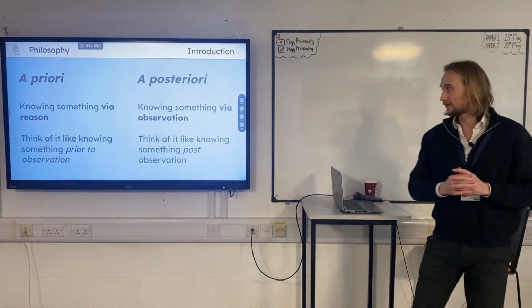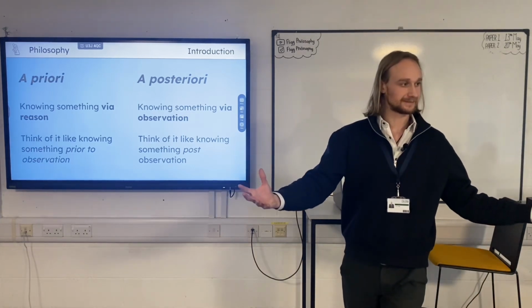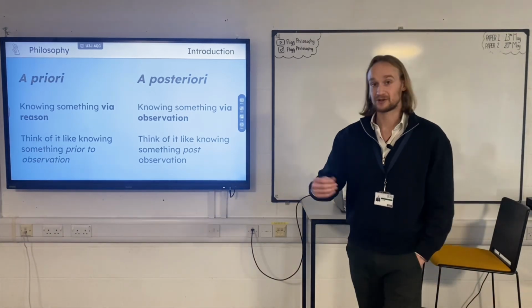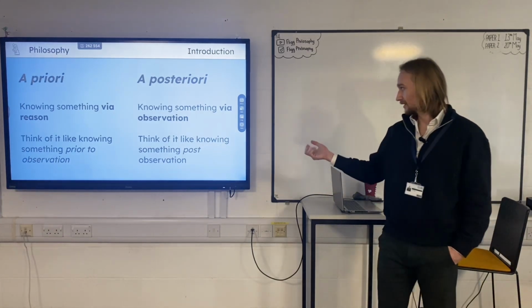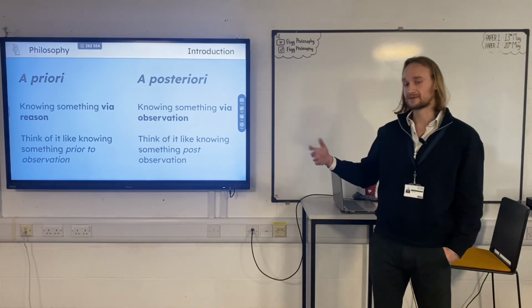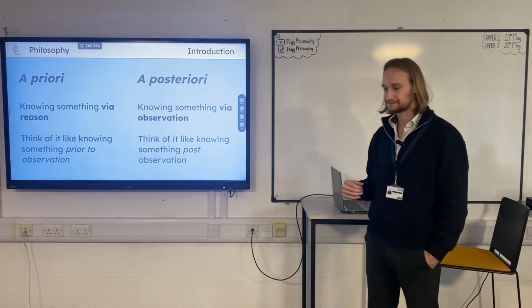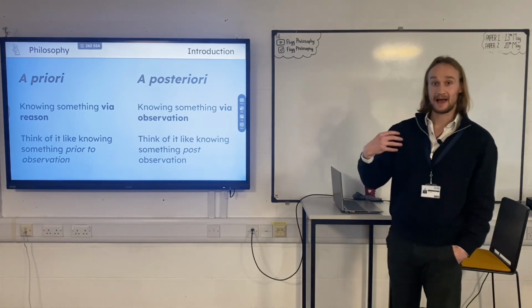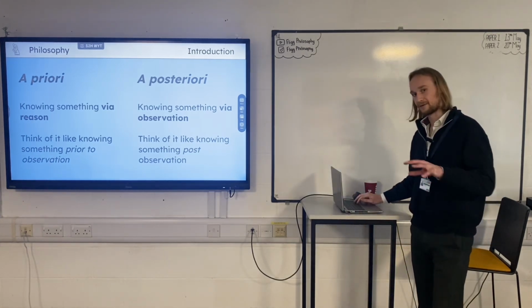A posteriori truths are knowing things via observation. So it's knowing that something's true because you've actually observed it as a matter of fact. So you can think of this like knowing something post-observation. That's how you might be able to remember this term. It's what we call empirically verifiable. It's a matter of empirical fact.